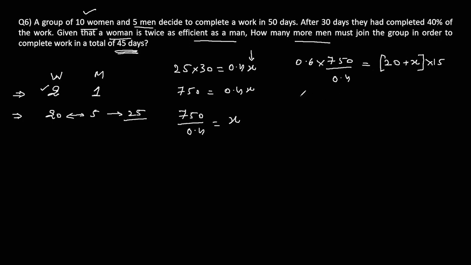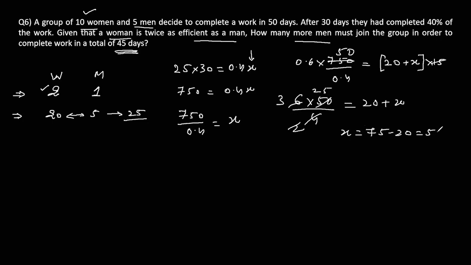So you will multiply it by 15. When we try to solve this, what will we get? 6 into 50 divided by 4 should be equal to 20 plus X. That's the value. So 2 2s are 4, 2 3s are 6, and 25. So what are we getting? X is equal to 75 minus 20, which is 55.